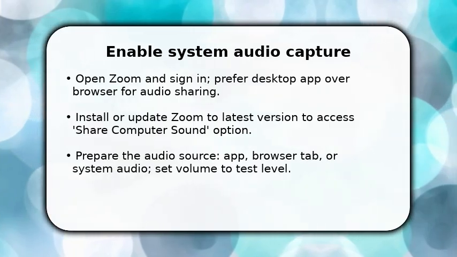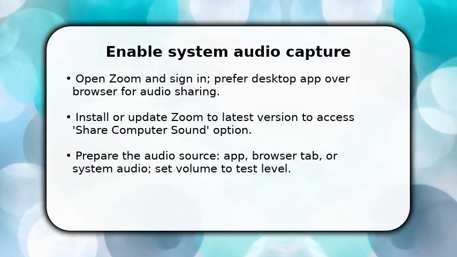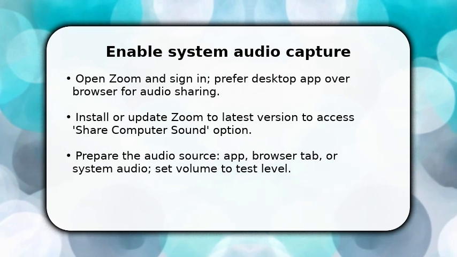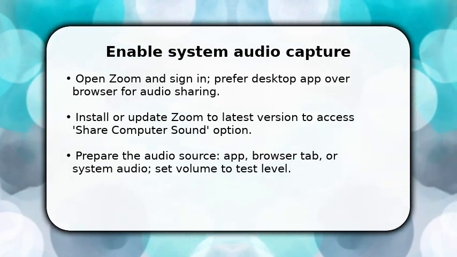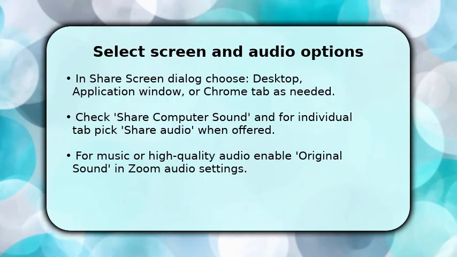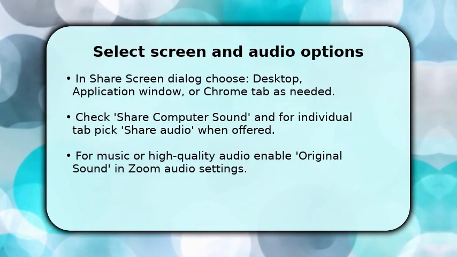Once done, join the meeting and click Share Screen to access the sharing dialog. Make sure you leave the original app visible so you can control playback while sharing. Once you're in the Share Screen dialog, choose the exact window or tab containing the audio. Pick Desktop to share all sound or a Chrome tab for single tab audio.